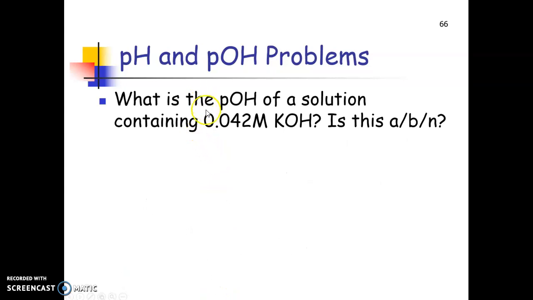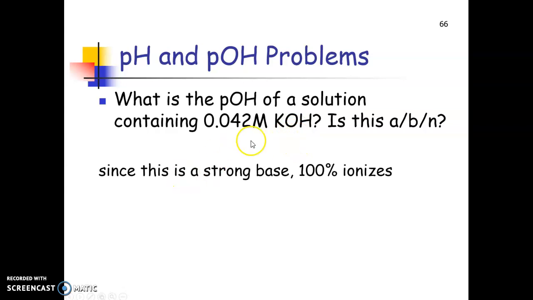Alright. What is the pOH of a solution containing 0.042 molar KOH? Is it an acid, base, or neutral? It's probably going to be a base because potassium hydroxide is a base, but we'll find out in a moment. So first off, let's talk about what happens when the KOH dissolves. It's a strong base, so all of it ionizes.